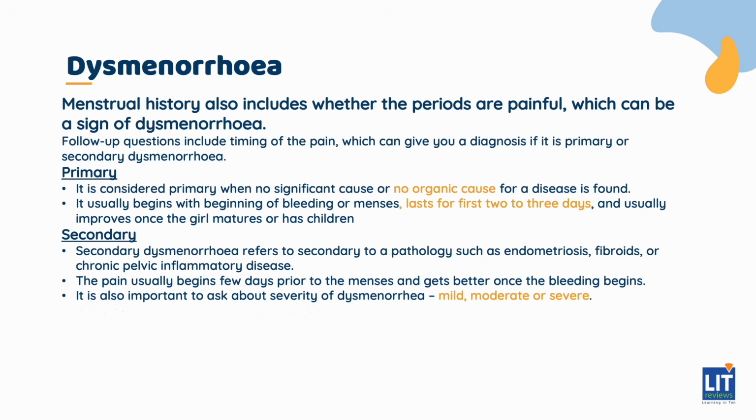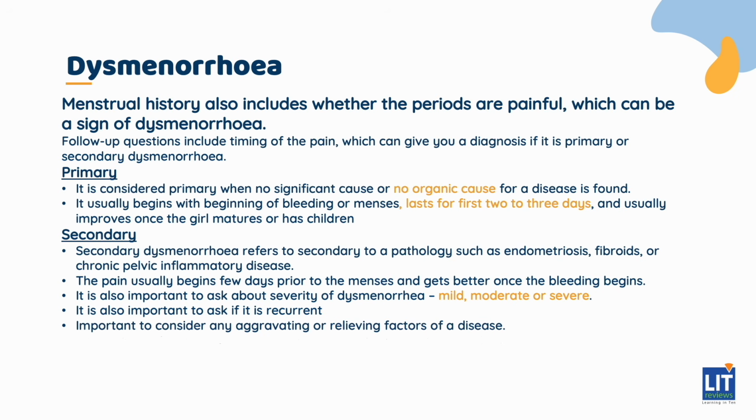It is also important to ask about the severity of dysmenorrhea: mild, moderate, or severe. Severe dysmenorrhea will affect a patient's lifestyle, leading to time off work or school. Whether this is a recurrent feature would also be an important question. It is also important to consider any aggravating or relieving factors. Do they take painkillers? If so, do they take them regularly, and does it make the symptoms better? This is an important thing to consider.